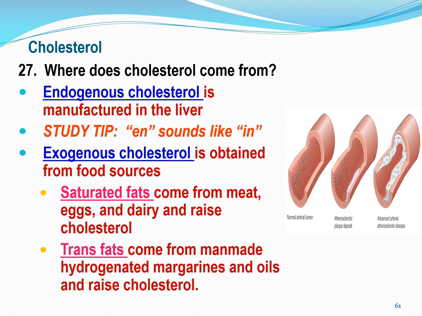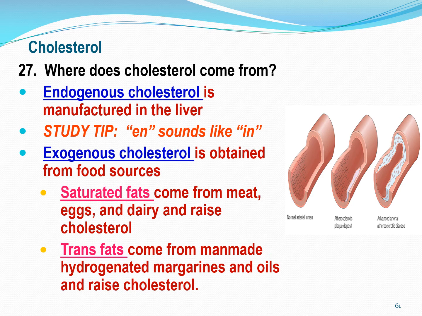Okay, so where does cholesterol come from? We have endogenous cholesterol and exogenous cholesterol, right? Endogenous cholesterol is manufactured in the liver. Exogenous cholesterol is obtained from food sources. Okay, so make sure you know the difference. One is manufactured, N-E-N, manufactured in liver, E-X, food, right? Food sources.